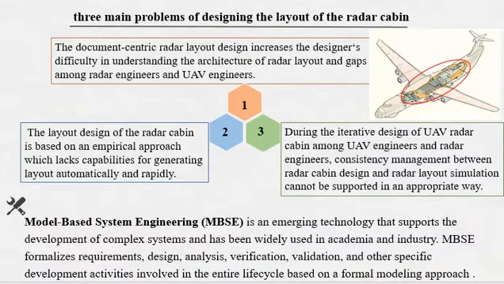UAV radar is a complex system, and the design of the UAV radar cabin is challenging because its design process involves many layout configuration parameters and constraints. At present, there are 3 main problems when designing the layout of the radar cabin. Firstly, the document-centric radar layout design increases the designer's difficulty in understanding the architecture of radar layout and creates gaps among the radar engineers and UAV engineers.